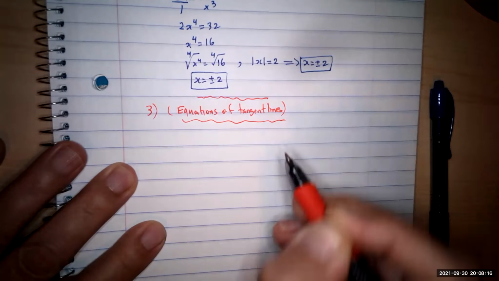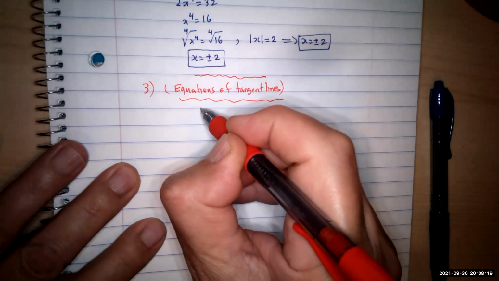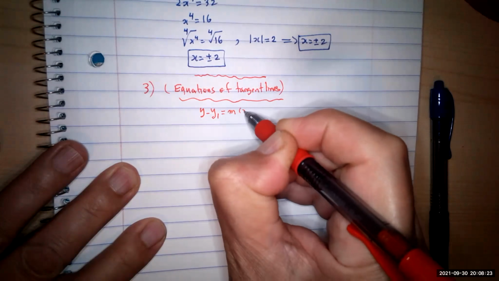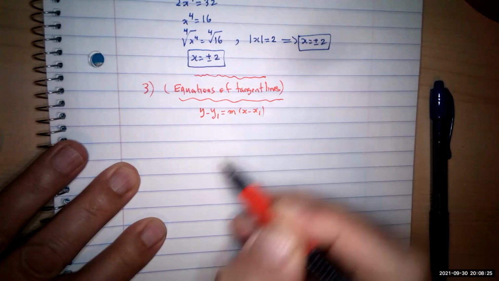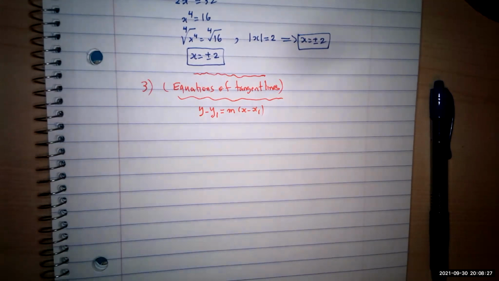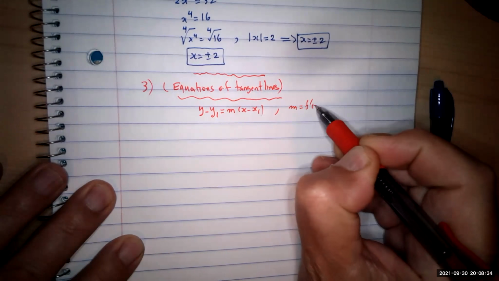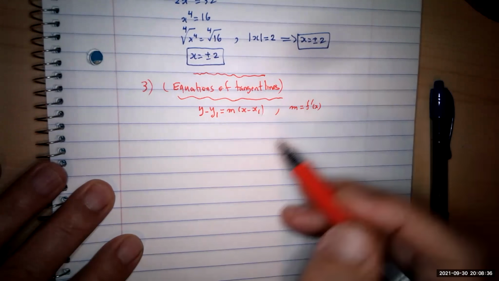That's it. You know that the formula is y minus y1 equals m times x minus x1. So you have to find the slope, okay? The slope is the derivative of the function. You know that m, if you like, is f prime of x or f prime of x1.